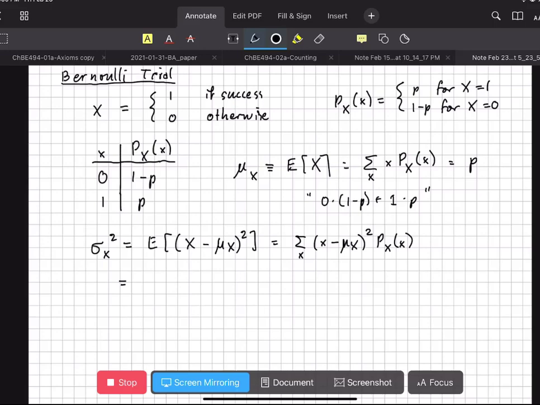Okay, so we have x equals 0 and mu x equals p. So this is going to be minus p squared times the probability that x is equal to 0, which is 1 minus p. And then we have that added to the outcome when I have 1 minus p. Okay, that's x equals 1, mu x is always equal to p. Then I multiply that by the probability that x is equal to 1, and that was p.